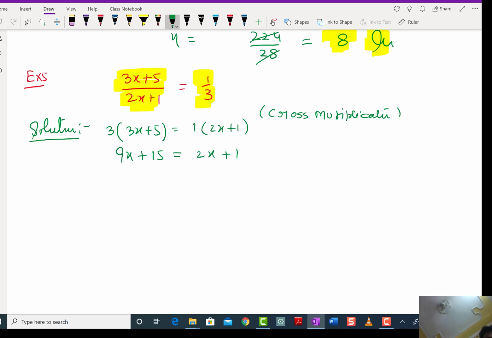So 9x plus 15 is equal to 2x plus 1. What will we do now? Shift the x's on the same side, absolutely right. 9x minus 2x is equal to 1 minus 15. 7x is equal to minus 14. x is equal to minus 2. So very good, you have given the right answer.